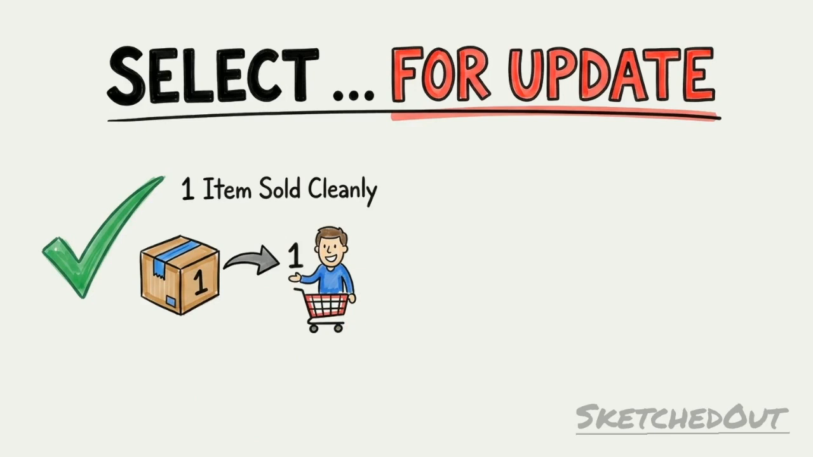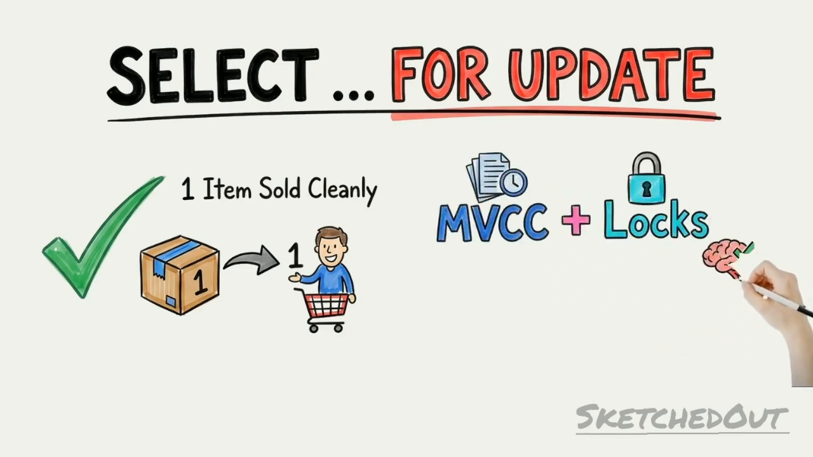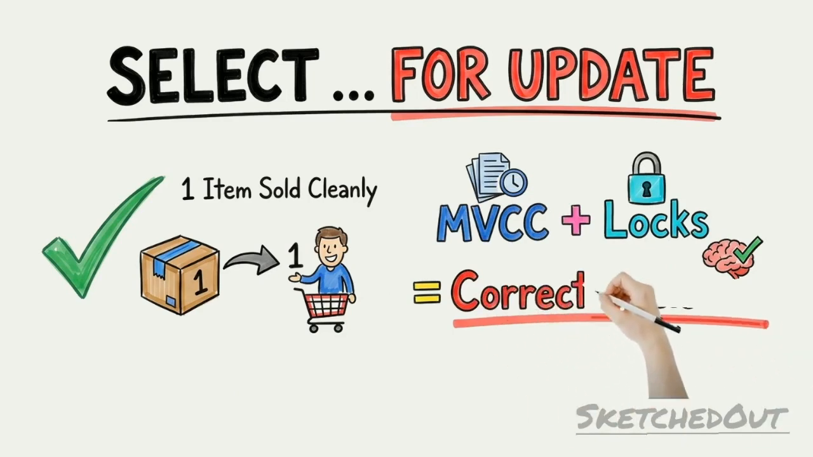That's the whole pattern. MVCC gets you consistent reads. Locks, the right ones at the right times, get you correct decisions. Isolation levels tune the trade-off between how much protection the database gives you and how much you have to think about it in your code.